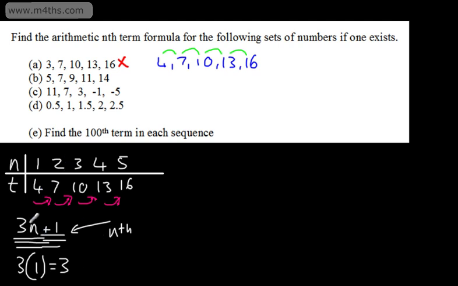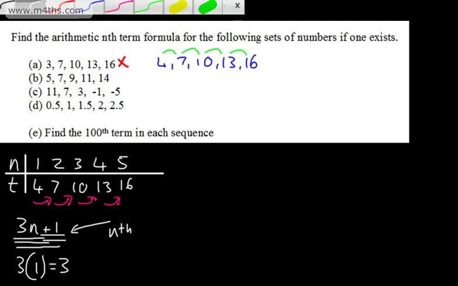Well, 3 times 2 is going to give me 6, plus 1 is 7. 3 times 3 plus 1 is 10. 3 times 4 is 12, plus 1 is 13, and we can see that it works. So this wasn't n plus 3, it was 3n plus 1. Okay, let's look at the next one.